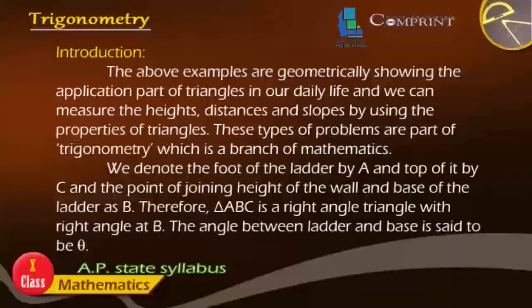We denote the foot of the ladder by A and top of it by C, and the point of joining height of the wall and base of the ladder as B. Therefore, triangle ABC is a right angle triangle with right angle at B. The angle between ladder and base is said to be theta.